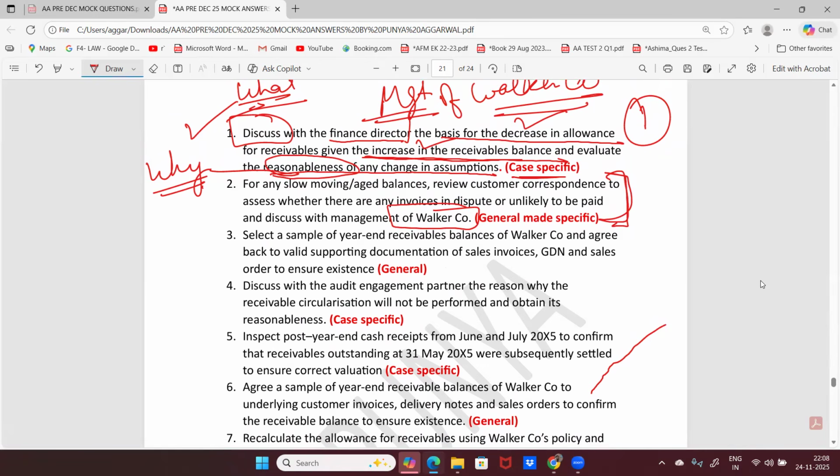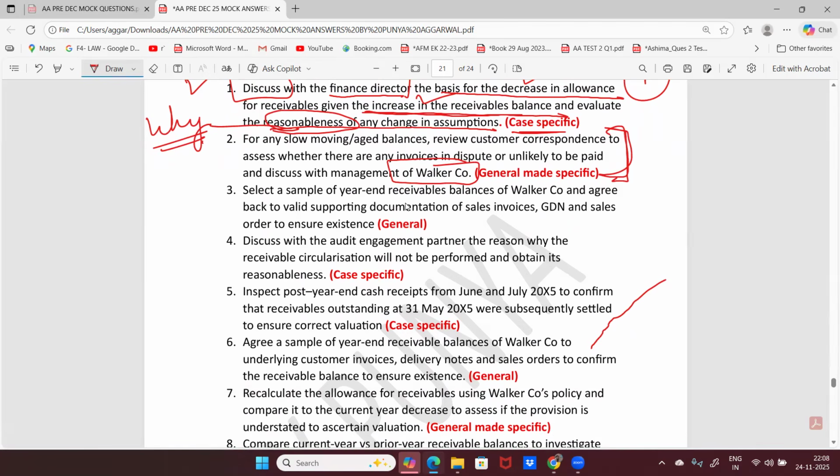So of course, in one or two, wherein you're anyway writing the general ones, you can just include the question name, but do not write it in every case specific, in every substantive procedure, right? Then select a sample of year-end receivable balances of Walker company. So year-end receivable balances we can take.